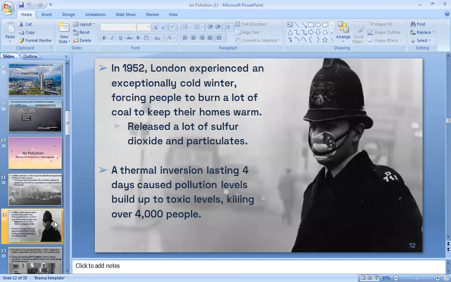So, in 1952, London experienced an exceptionally cold winter, forcing people to burn a lot of coal to keep their homes warm, which released a lot of sulfur dioxide and particulates. A thermal inversion lasting 4 days caused pollution levels to build to toxic levels, killing over 4,000 people.